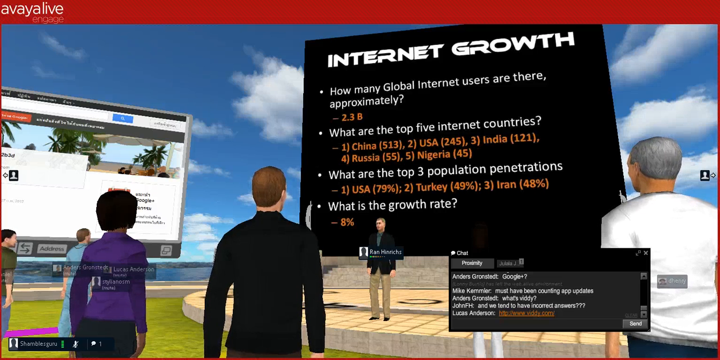But look at this, 2.3 billion users on the internet right now. And of course, the disenfranchised that aren't on the internet, I'm less concerned about them because we have 2.3 billion people that are going to help those disenfranchised people get on the internet. So that's a lot different than it was in 1999.